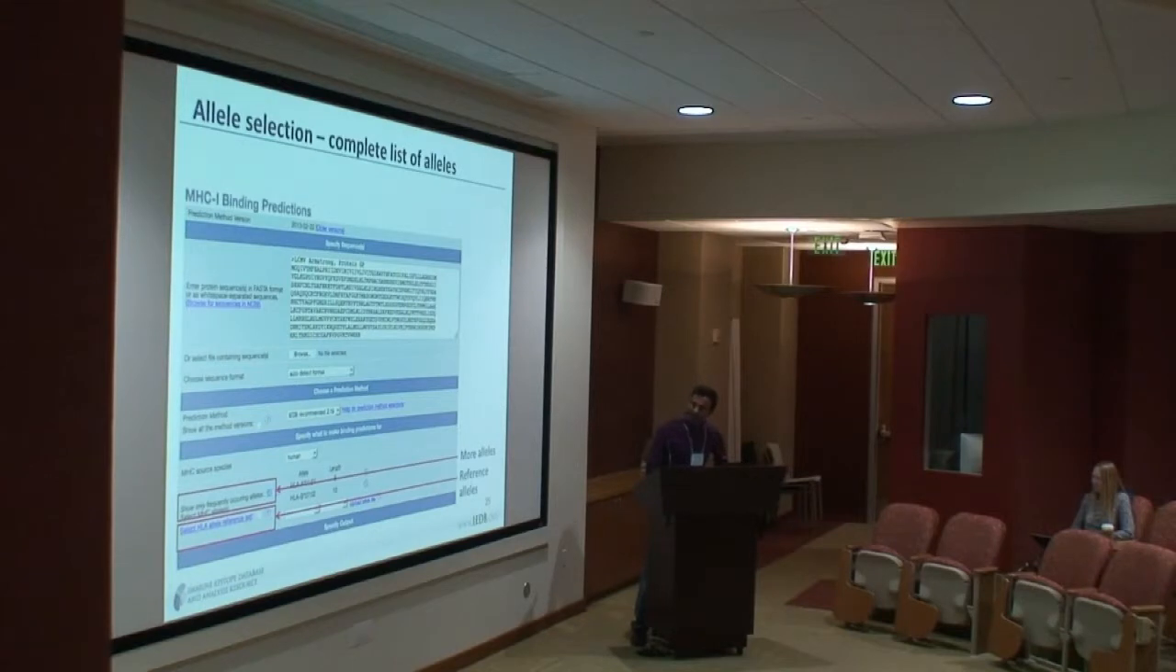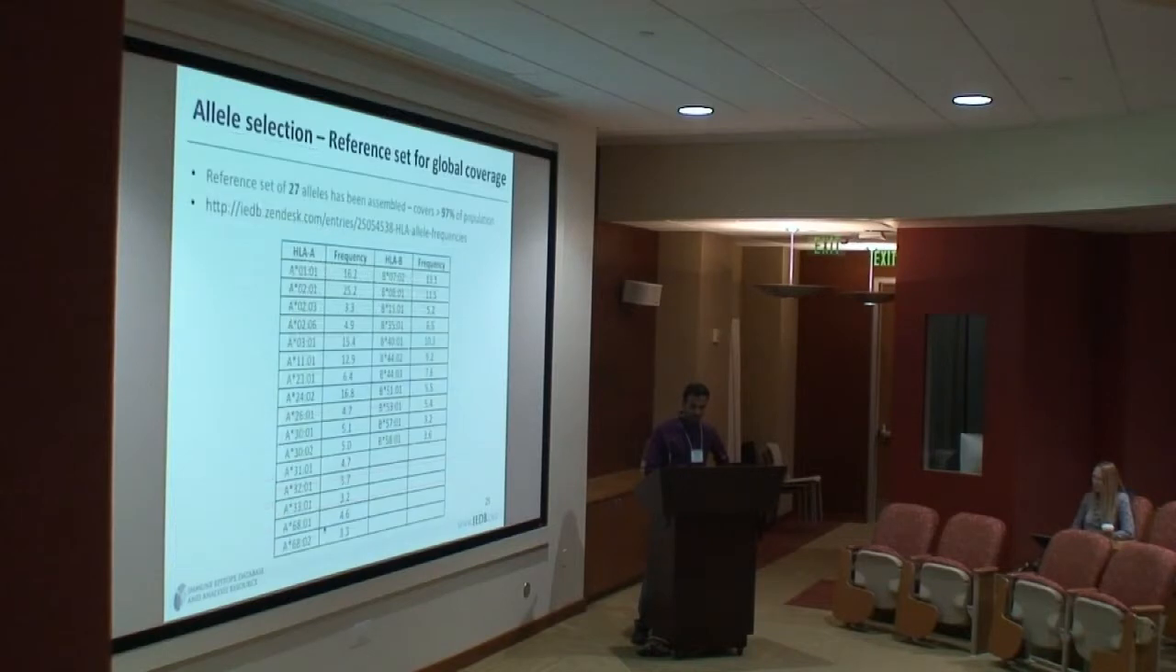Coming to the allele selection, by default you will see only the most commonly occurring alleles, and if you click on this icon you will also see the rare alleles. If your allele is not there, that means you need to deselect this tick mark here. The other important point here is the reference alleles. The reference alleles are a list of 27 alleles that are able to cover 97% of the population. These are those 27 alleles and this is their frequency in the population. So if you want to predict your epitope for larger population coverage, you can choose this set of reference alleles.